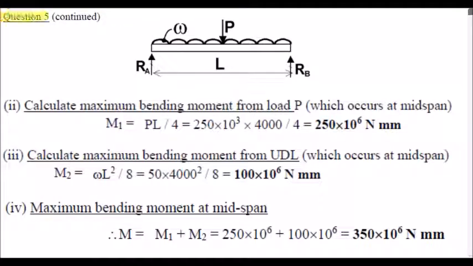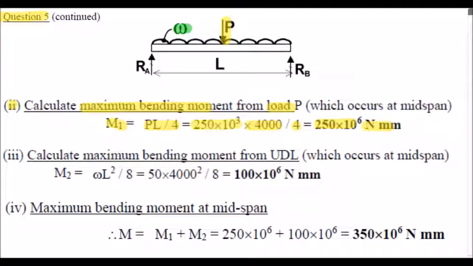Question 5, solution continued. So we've got a combined loading case here, the point load in the middle and the uniformly distributed load, the omega, along the entire length. So, step 2 here, to calculate the maximum bending moment due to load P. Maximum bending moment would be PL upon 4 from our previous table. The point load P is 250 times 10 to 3 newtons. That's multiplied by the length of 4,000 millimeters divided by 4. So 250 times 10 to the 6 newton millimeters is the bending moment due to the point load at the center of the beam.